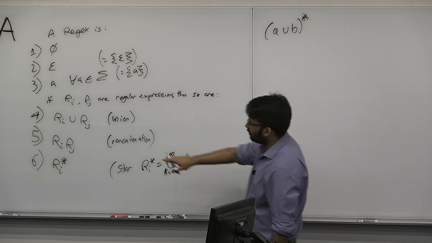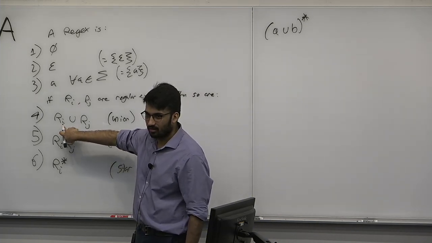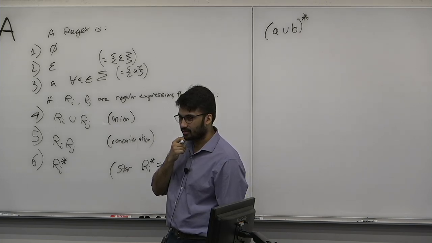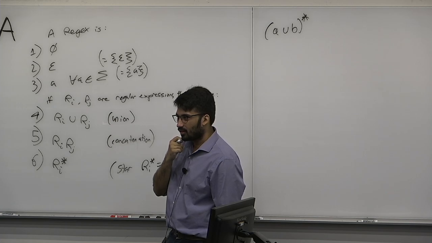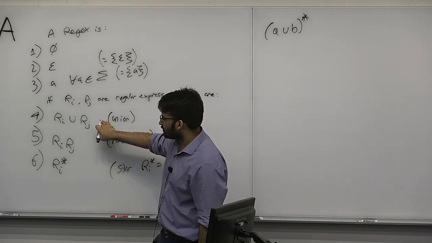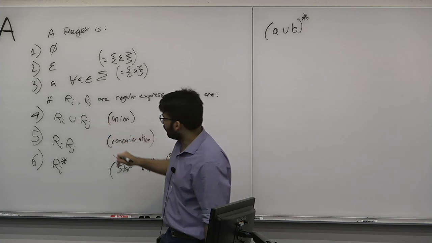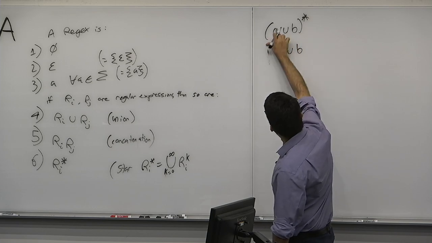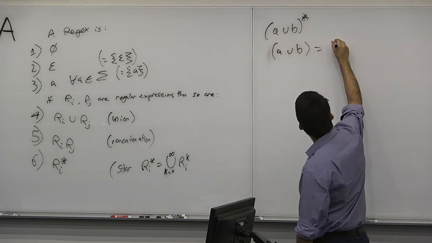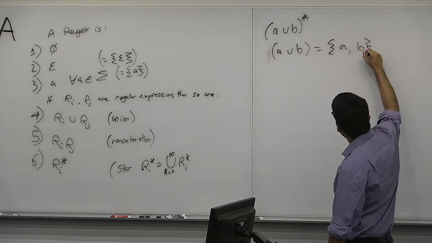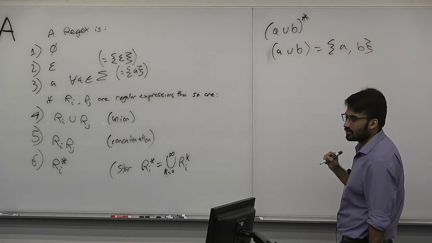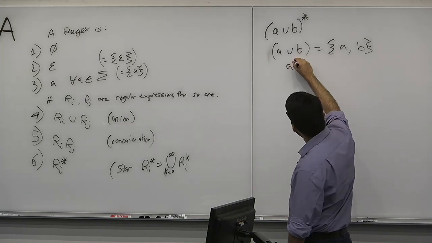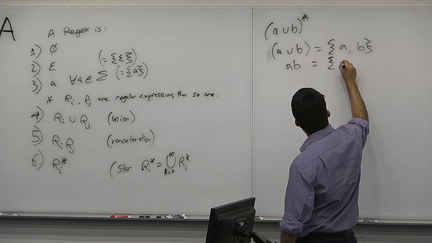Union is like a set union. Okay, so if Ri is AA and Rj is AB, then it would be like AAB or. So this is like A or B, right? Either A or B. Right. Just to give you a quick example, A union B is going to be the set containing A or the set containing B. Okay, so it just returns a set back. Yes. Each regular expression is a string, but it defines a set. Meanwhile, AB is equal to the set containing AB.